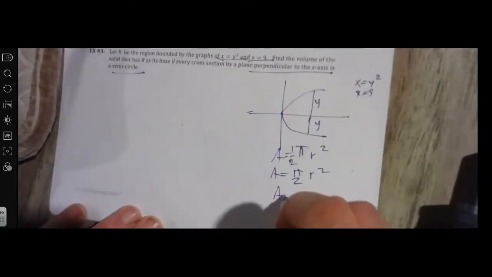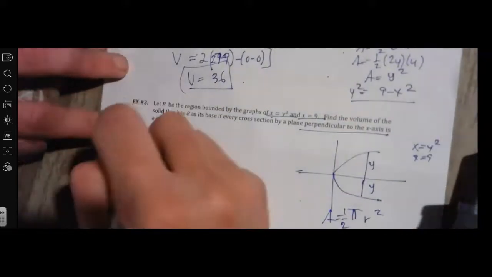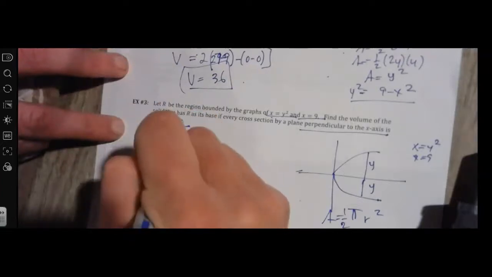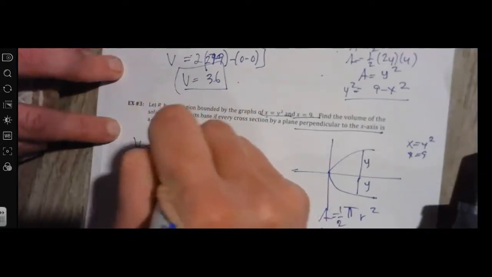And so the area is equal to pi r squared, or half, it's actually half pi r squared. So the area is going to equal pi over 2 times radius squared. So our area is equal to pi over 2 times radical x, squared. So area is equal to pi over 2 x. So that's what we integrate. So we go over here and we integrate, and we have the volume is equal to the integral from 0 to 9 of pi over 2 x dx.